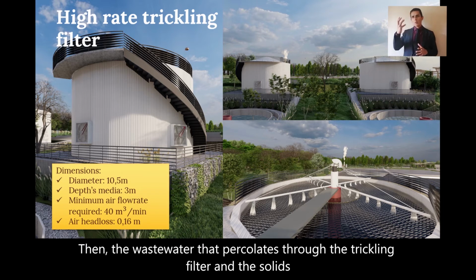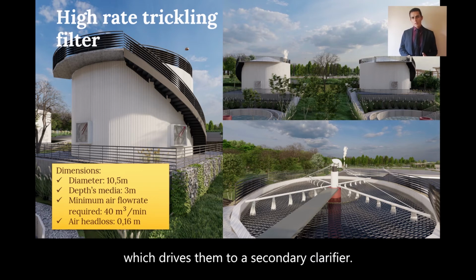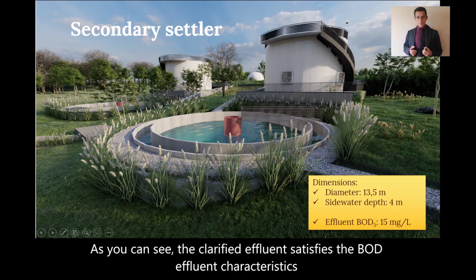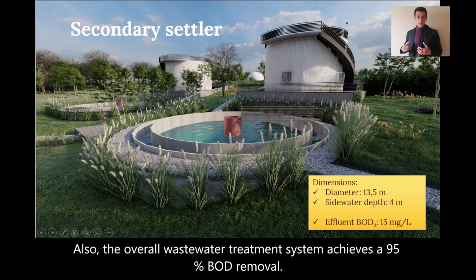Then, the wastewater that percolates through the trickling filter and the solids that are released from the packing medium are collected in a drainage system, which drives them to a secondary clarifier. In that secondary clarifier, solids are separated from treated wastewater. As you can see, the clarified effluent satisfies the BOD effluent characteristics according to the Costa Rican law, whose maximum permissible level is 50 mg per liter.